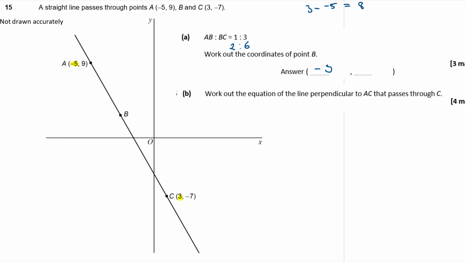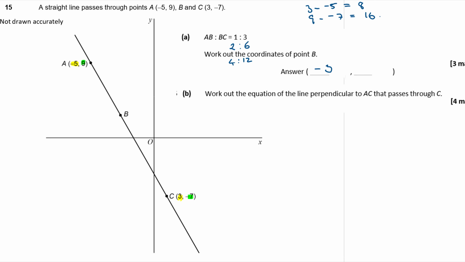I'm going to do the same thing with the y coordinates. So the y coordinates start at 9 and go down to -7. So what's that then? 9 take away -7. That spans 16 units. So if I want to divide that in the ratio of 1 to 3, 16 divided by 4 is 4. So that would be 4 to 12 then, isn't it?